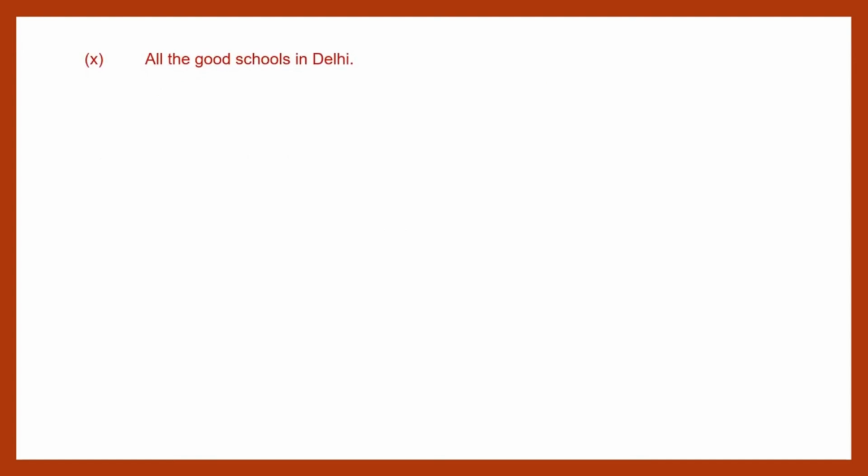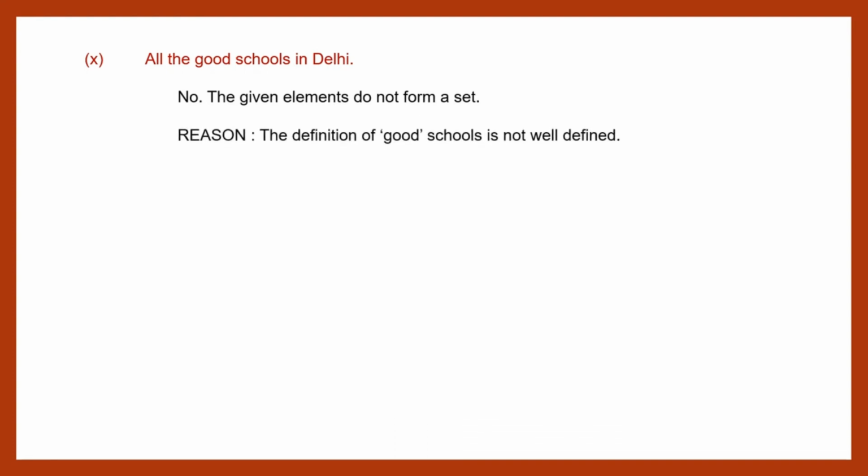Question 10. All the good schools in Delhi. Again, it's not well defined. We do not know what is meant exactly by good schools. Okay, unless we give a specific value and say, okay, schools that have these features, these benefits, these facilities. Since it's not clear, these elements do not form a set. No, the given elements do not form a set. Reason: the definition of good schools is not well defined.